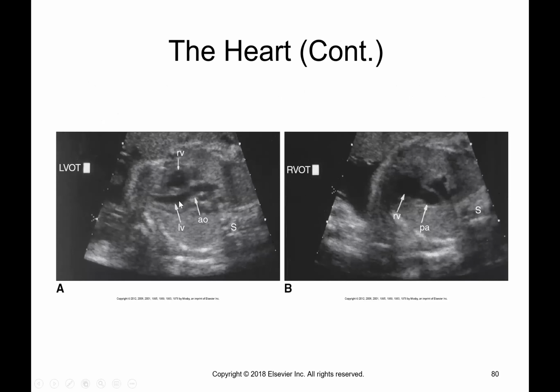The outflow tracts, that'll be a more advanced thing that you'll learn potentially in clinicals. But we want to see the aorta and the pulmonary artery cross superior to the heart, and that rules out a lot of the congenital heart defects.